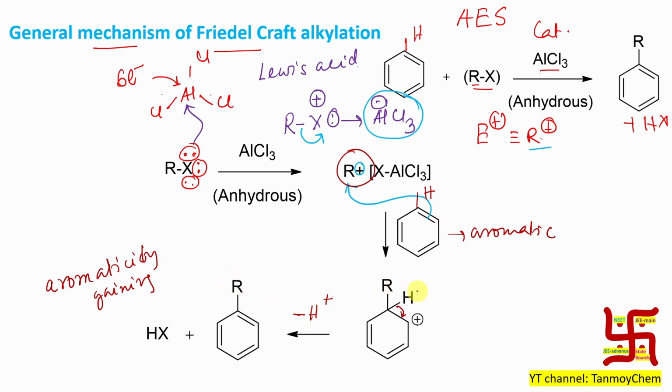Okay, now obviously this H plus leaves from here, and previously X minus was attached to AlCl3. By the way, it is not that stable, so it will come out as HX. So again this AlCl3 will be released, and again it will react with another molecule of RX. So in this way the reaction will continue until all RX is consumed. This way the reaction goes on and aromatic electrophilic substitution takes place.